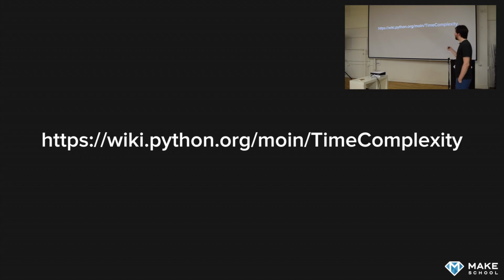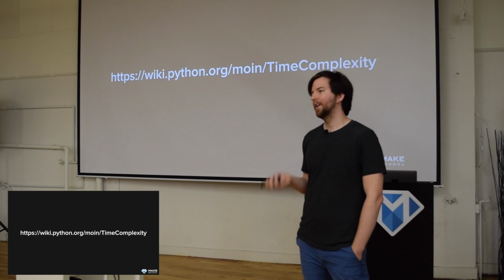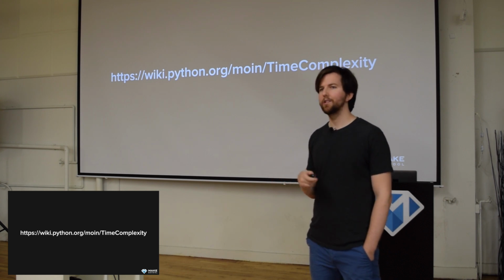So if you want to know the time complexity of various Python data structures, including list, deque, and dictionary, you can go to this link here. And it will tell you a little bit about how each of those data structures are implemented, and it will tell you the time complexity of them so that you can make good decisions when deciding which data structures to use, and you can see what the underlying implementation is.